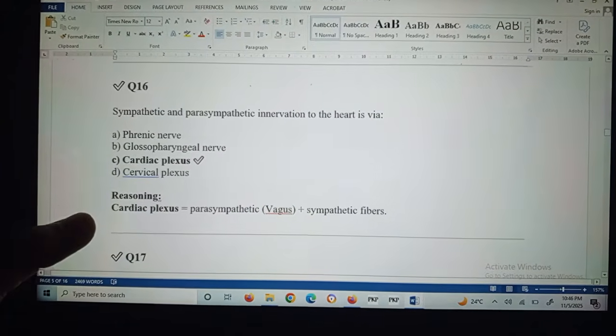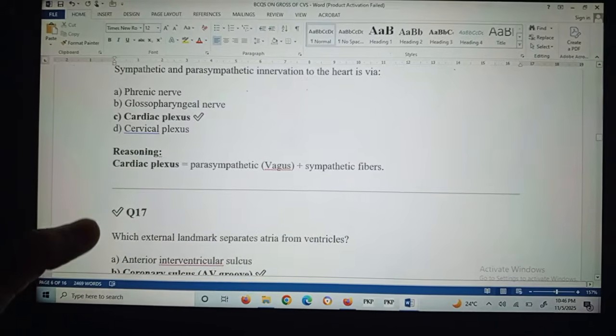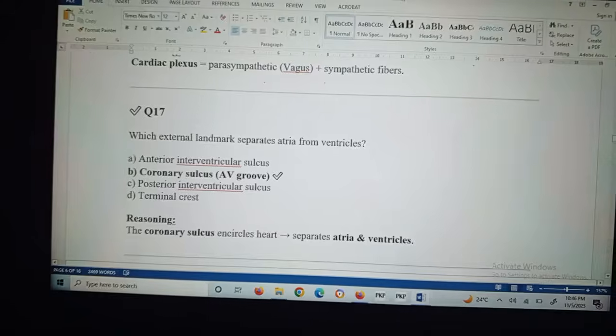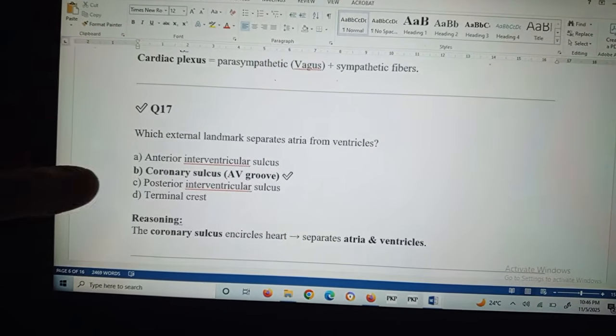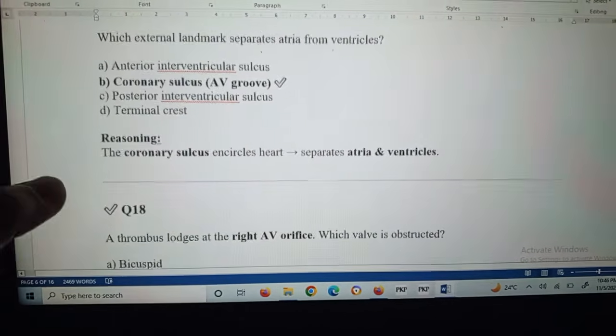Question number 16: sympathetic and parasympathetic innervation to the heart is by the cardiac plexus, which has parasympathetic vagus plus sympathetic fibers. Question number 17: which external landmark separates atria from ventricles? The coronary sulcus, or AV groove. The coronary sulcus encircles the heart and separates the atria and the ventricles.